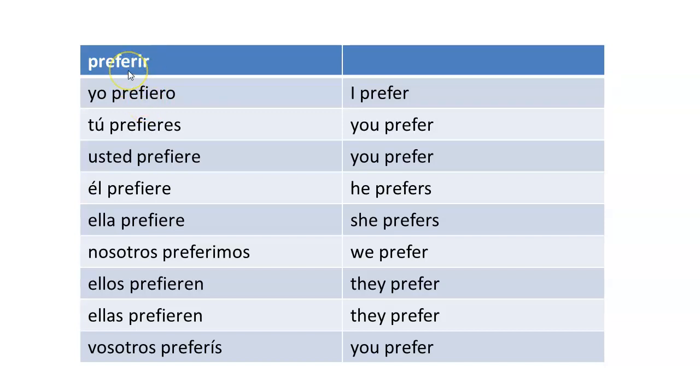So for this pattern, the E will change to an IE. So notice we have prefiero, prefieres, prefiere, preferimos, preferís, prefieren. Well, notice that it changes to an IE in all of the forms except for the nosotros and the vosotros forms.